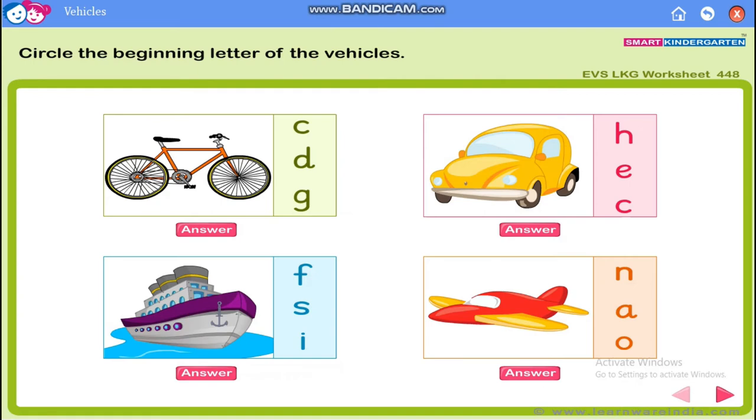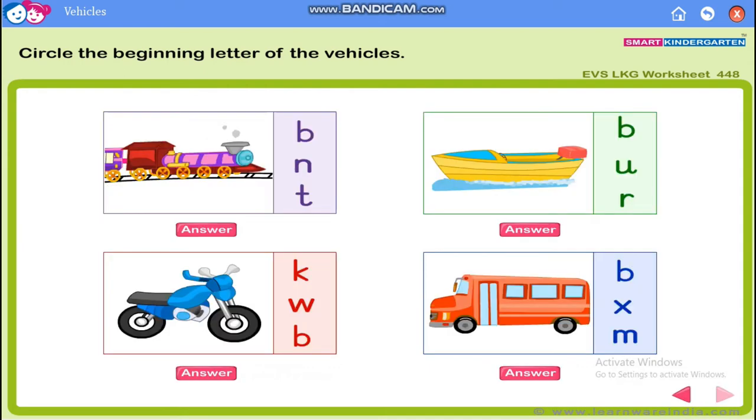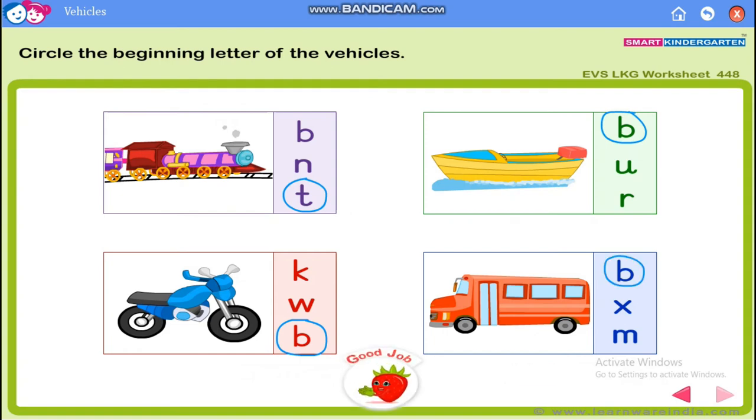Circle the beginning letter of the vehicles. Cycle. What is the beginning letter of cycle? C. Circle C. Car. C. Now ship. Yes. Aeroplane. A. Train. What is the first letter of train? T. Boat. B. Circle B. Bike. B. Circle letter B. Now bus. Yes. B. Very good.